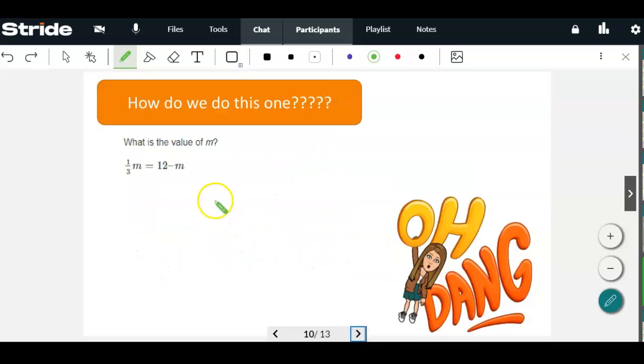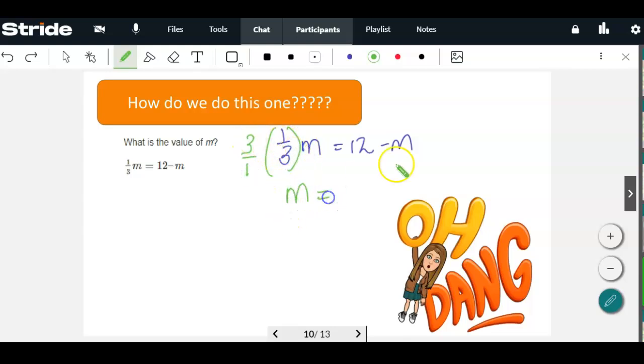Okay, so this one, I'm going to show you the steps, but then you might want to just use a calculator when you do this. So I'm going to rewrite this. You have 1/3. You're trying to get the variable by itself, so you need to multiply by 3. Because it's the same as 3 over 1, that's just 1, and you're left with m. Then you multiply this side by 3, and you get 36 minus 3m.